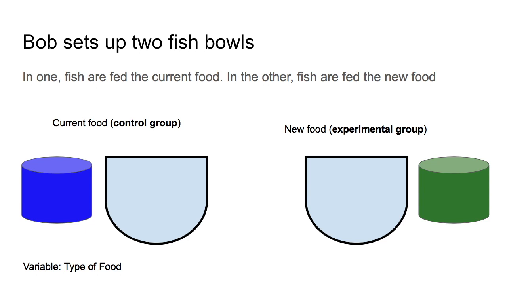He has both groups so that he can compare them, because it's a lot easier to compare his new food to his old food if he has the 2 groups running at exactly the same time in exactly the same way. In this case, the variable is the type of food.